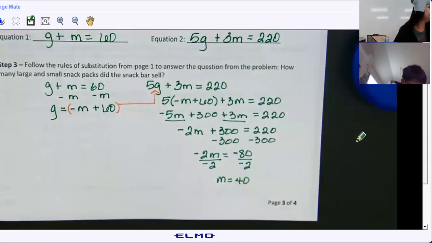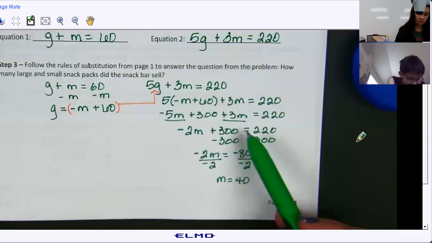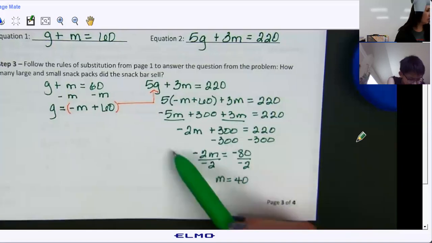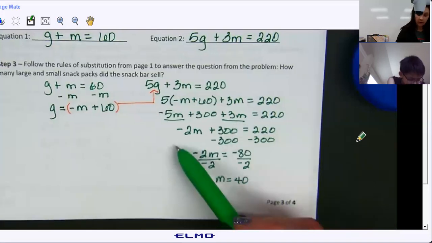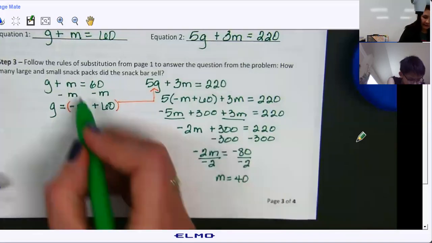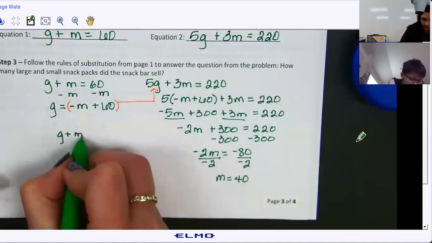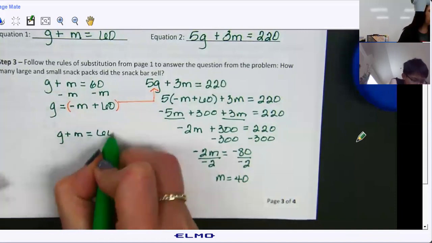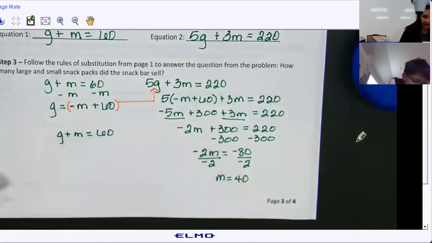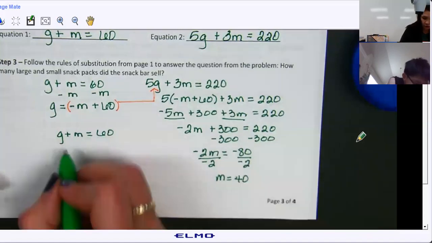Christian? Yeah, so I got the negative 5m plus 300, right? But I just did not add plus 300, so that was my mistake. Okay. So once I figure out m, I'm going to use this little equation here, g plus m equals 60, and just figure out how many of the large snack packs. And you guys can do this part in your head, but I still want you to show your work.